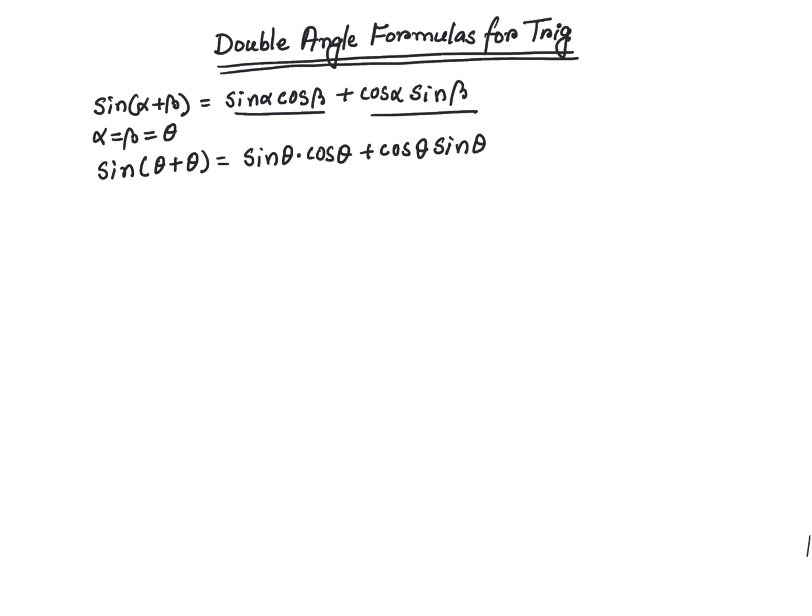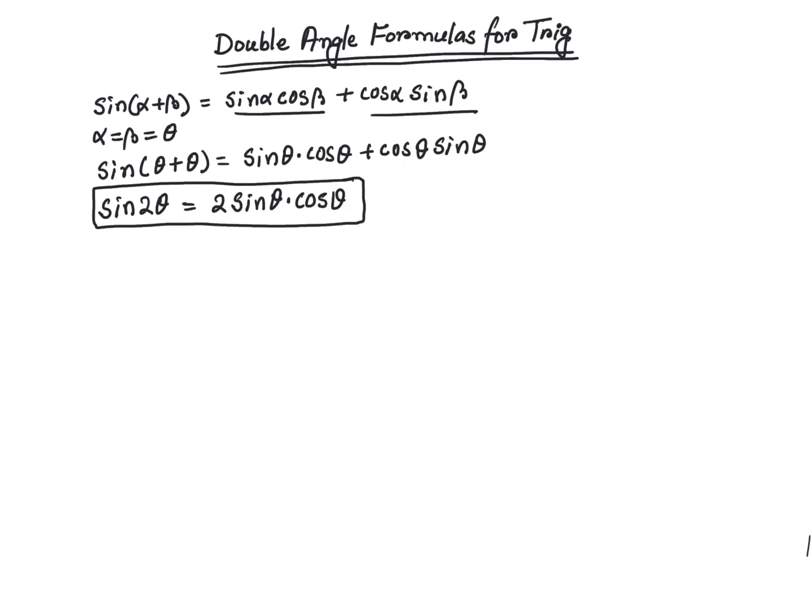So this gives me sine of theta plus theta, which is sine 2 theta, is equal to 2 times sine of theta times cosine of theta. So this is the double angle formula for sine 2 theta. Just to remind you, sine theta times cosine theta is the same as cosine theta times sine theta. So that gives you 2 sine theta cosine theta.